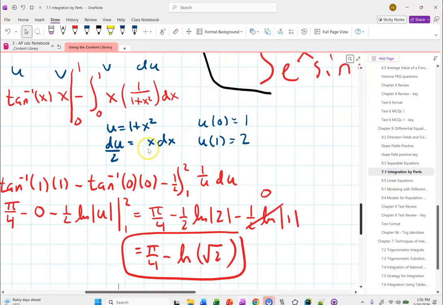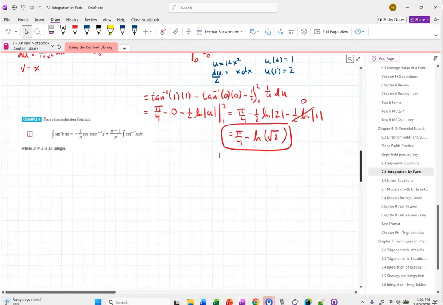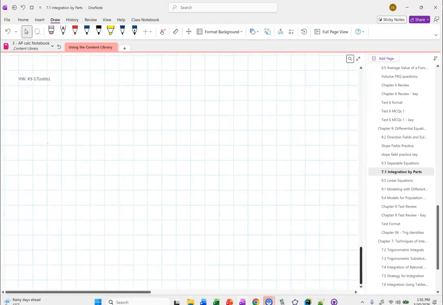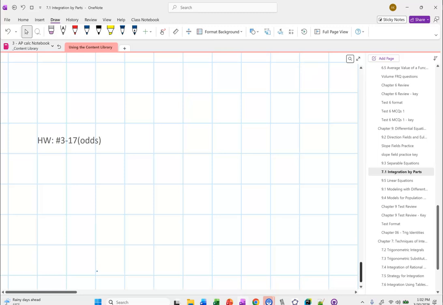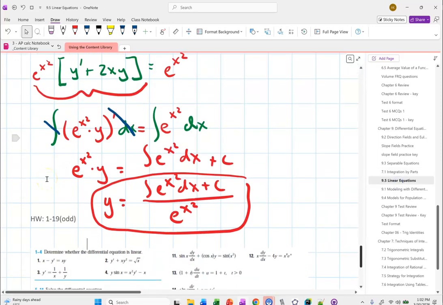For Sunday at midnight, Easter Sunday, from 7.1, we're looking for 3 through 17 odd. And then from 9.5, you're looking at 1 through 19 odd. So that's the other part of your problem set for Sunday. Like last week, we did 9.2 and 9.3. That was also for this coming Sunday, and then we have these two for this Sunday.